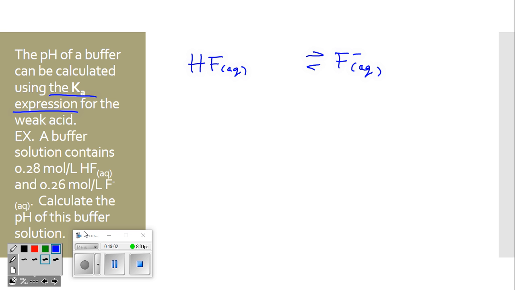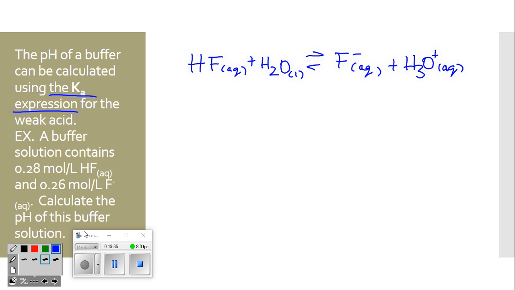Now, normally when I write out an expression for a weak acid, I take my acid, I put it in water, and I get hydronium and my weak base. It's no different when we're talking about a buffer because we're going to use the Ka expression. That's why I put the acid first here. If you knew the Kb value, you could write it as a base solution producing the conjugate acid.